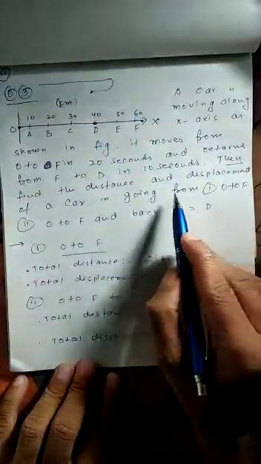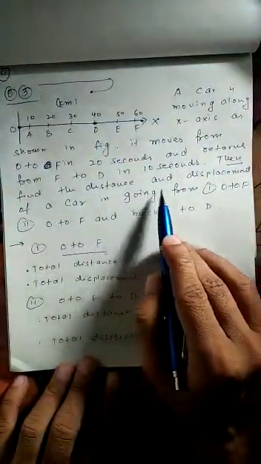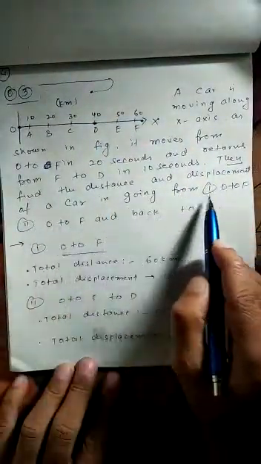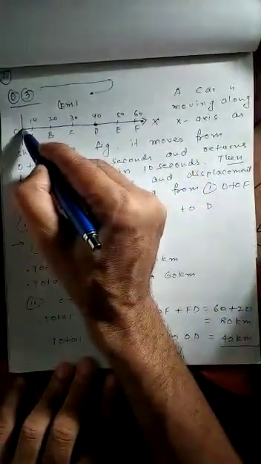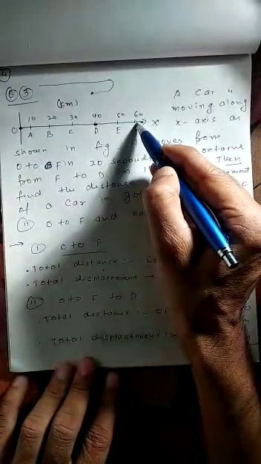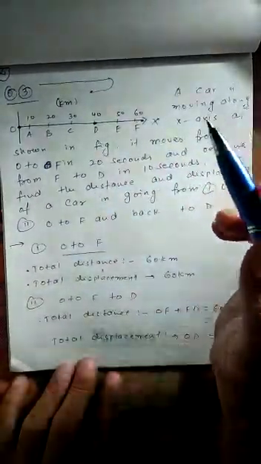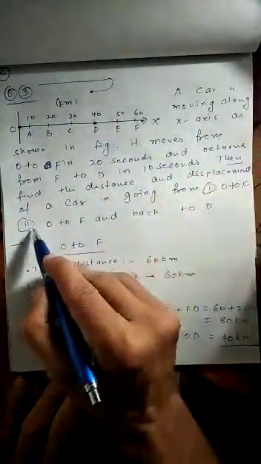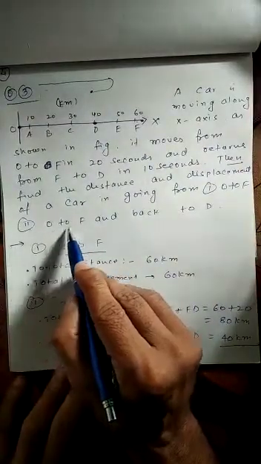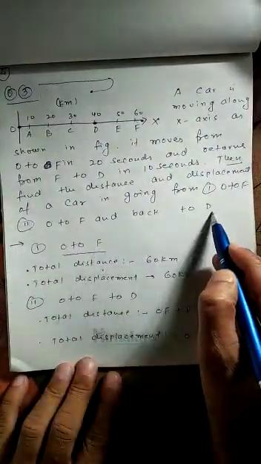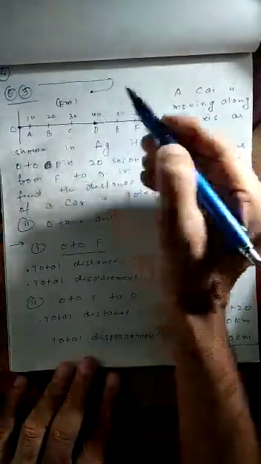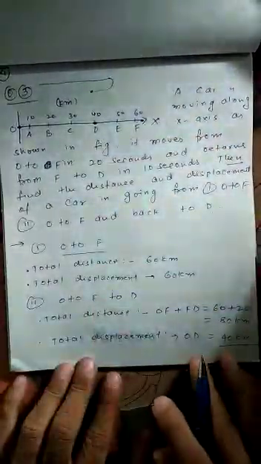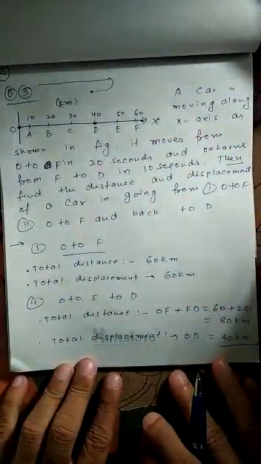Understood? Then find the distance and displacement of a car in going from, first, O to F. When car starts from O and reaches at F, then find the total distance traveled and total displacement traveled by a car. Second question is what? O to F and back to D. Means car starts from O, reaches at F, and then returns to the point D. In this condition, also find the total distance and displacement traveled by a car.